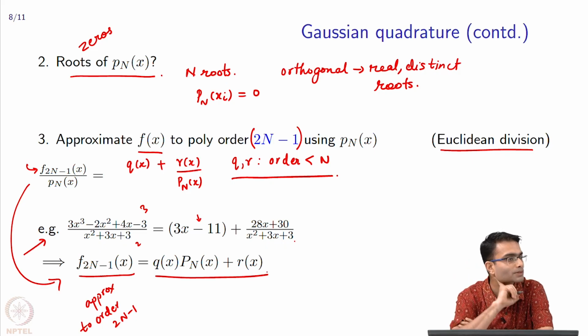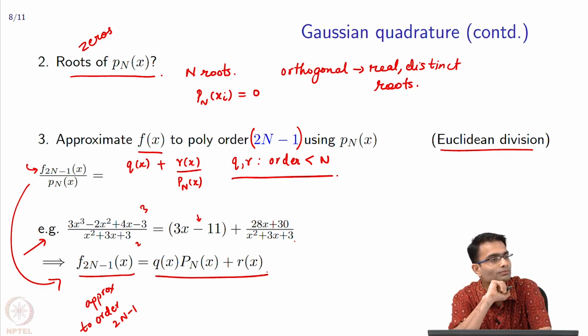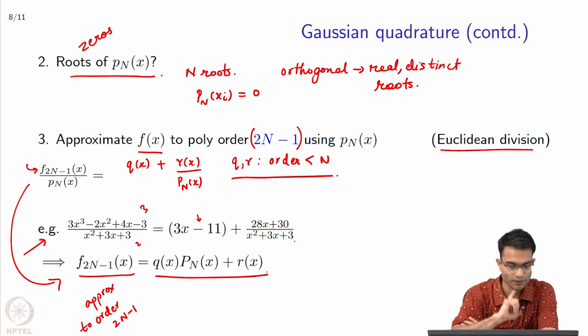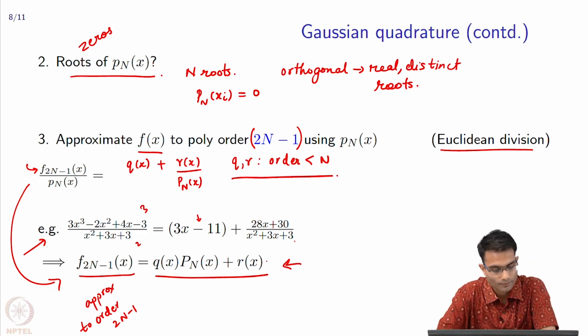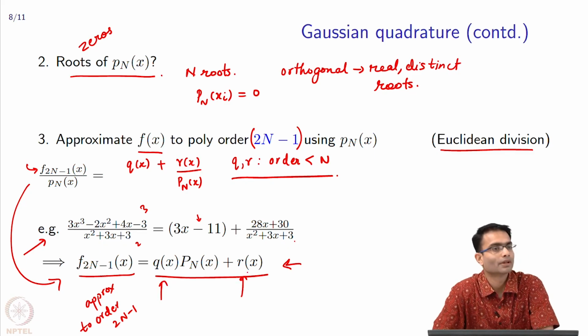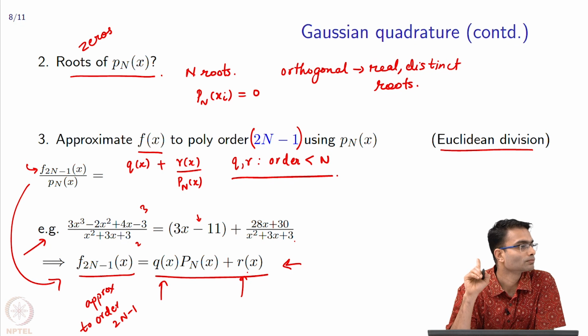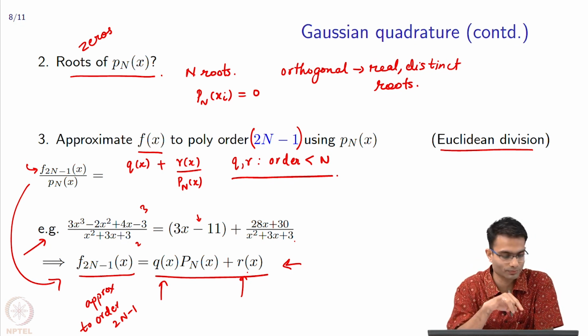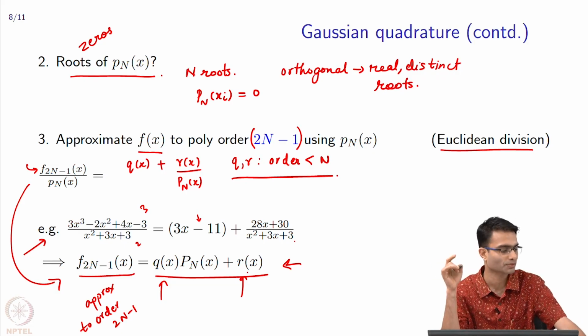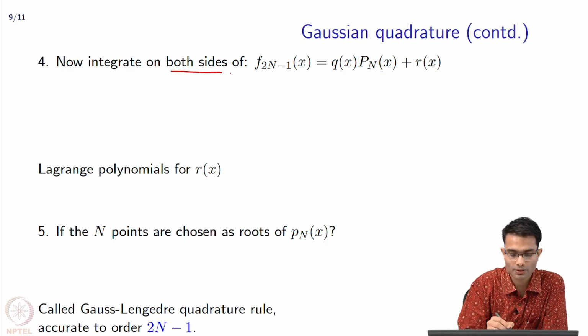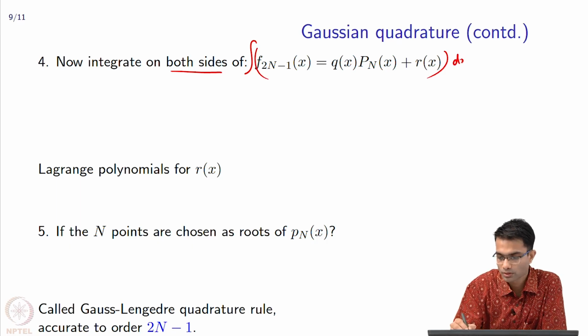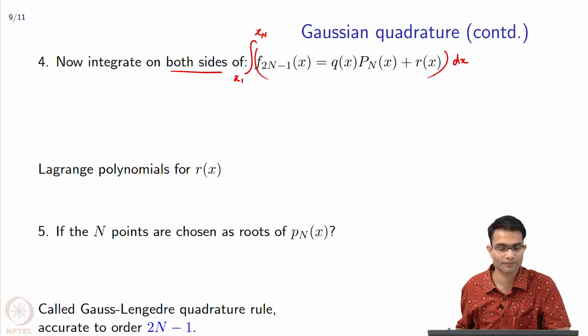Now, what do you think would be next? I removed the denominator, right? In this expression, I just multiplied p n x on both sides. So, I have a quotient and a remainder. What was our ultimate objective? Integrate the function. We have done some weird looking manipulation. Next, let us try to integrate and see what happens. That takes us to step 4. We are going to integrate on both sides of this expression. Remember, these are never indefinite integrals, these are always definite integrals.